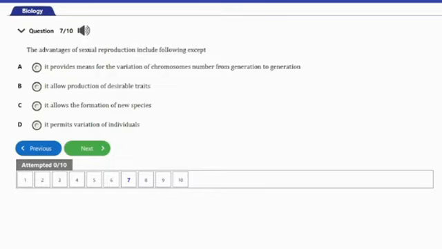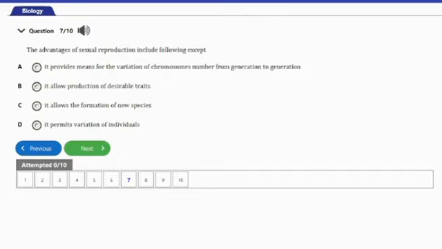So guys, the answer to this question here is option A. Actually, sexual reproduction does not lead to variation of chromosome number. Actually, you still keep getting the same number of chromosomes. You have 23 and 23 from each of the parents, also leading to the 46 chromosomes. So in the right sense, option A is the correct answer to this question.